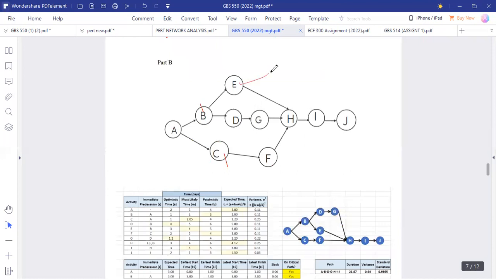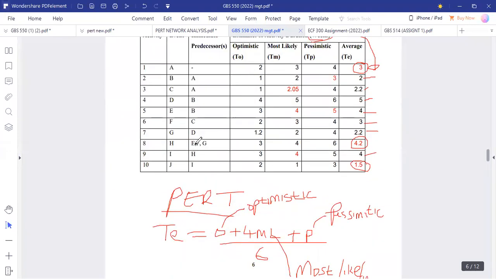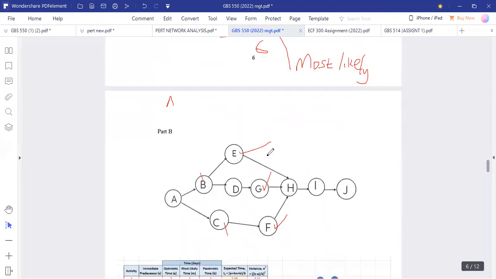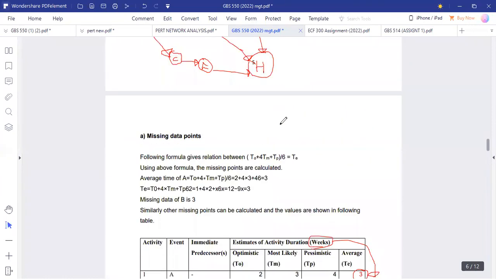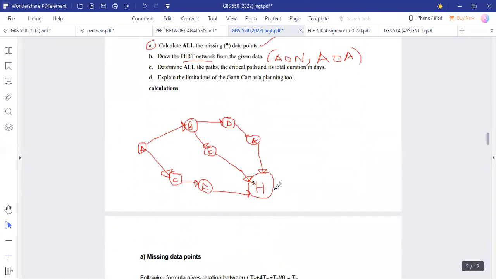So after E, G, and F, after E, F, and G have completed, there is H. Then after H is I.